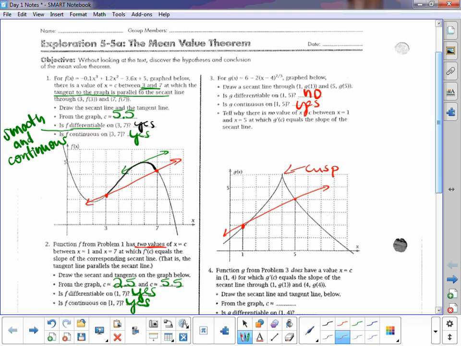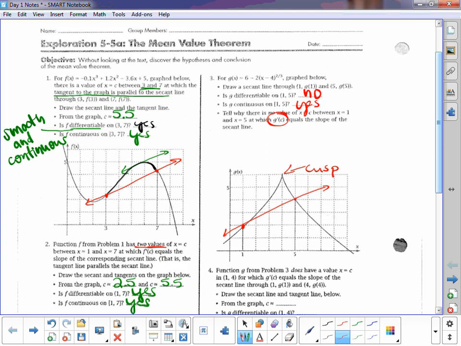Then it says tell why there's no value within the interval where g prime of c equals the slope of the secant line. What does g prime represent? It's our derivative, but what does the derivative represent? The slope of the tangent line. So this is just another way of saying the slope of the tangent line is the same as the slope of the secant, which just means they're parallel.